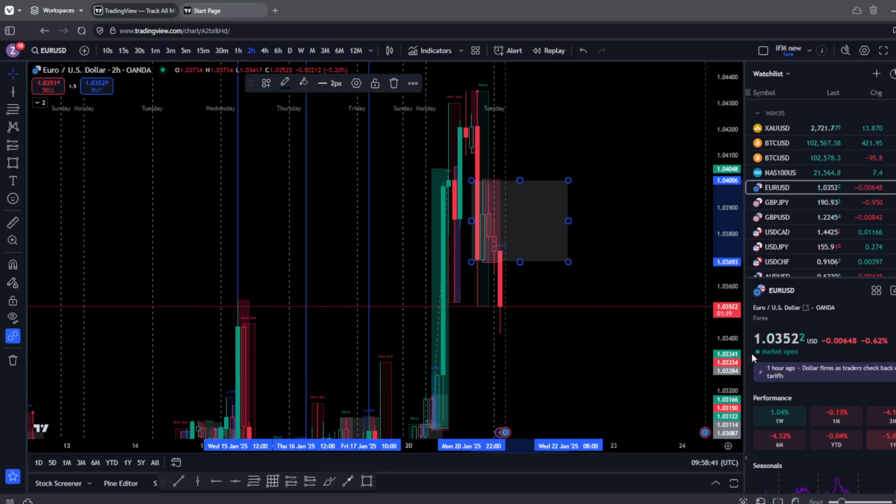But that will be all for the video. Just a quick trade breakdown. I'll be doing this regularly, so you continue using this strategy.